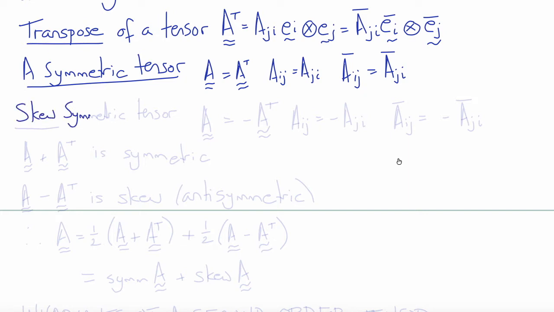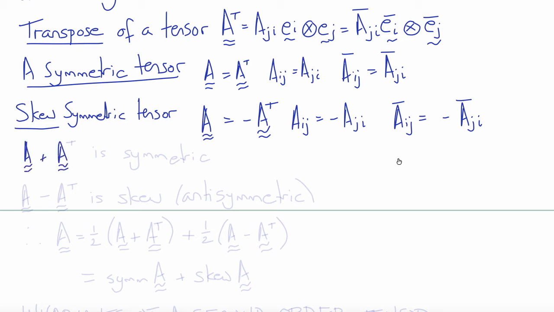Similarly, we can define a symmetric tensor such that A is equal to A transpose, or aij equals aji. So symmetry is not only a property of a matrix, but it's also a property of a tensor. If the matrix representing a tensor in one coordinate frame is symmetric, then the matrices representing it in every coordinate frame will be symmetric. The same is true for skew symmetry. So a skew symmetric tensor would be defined as A equals minus A transpose.